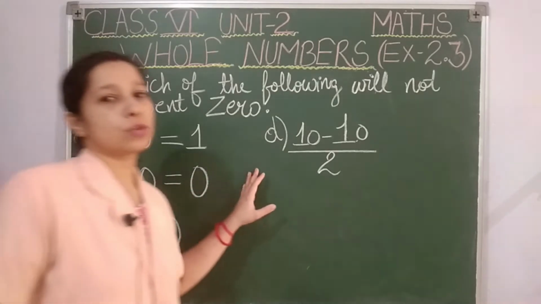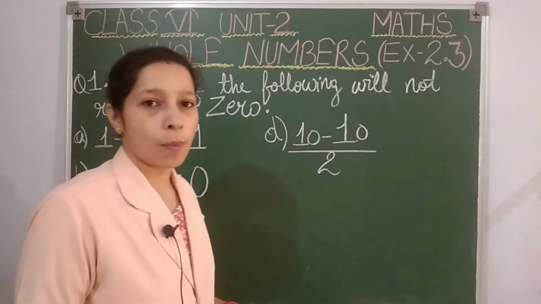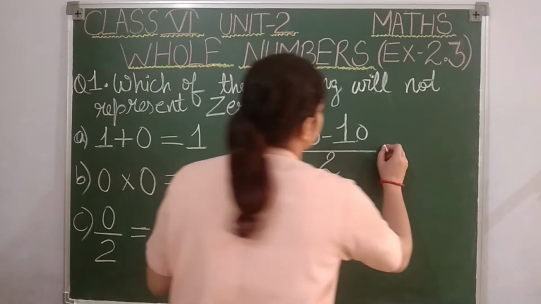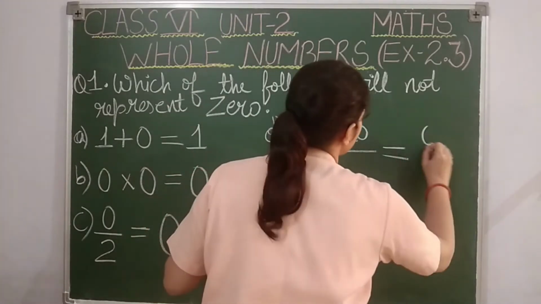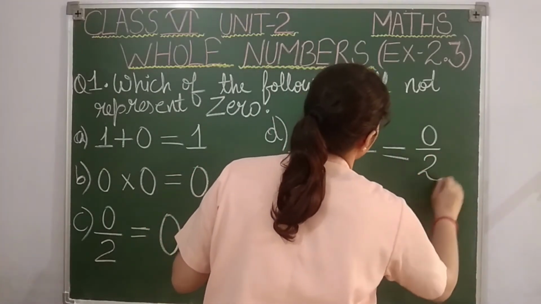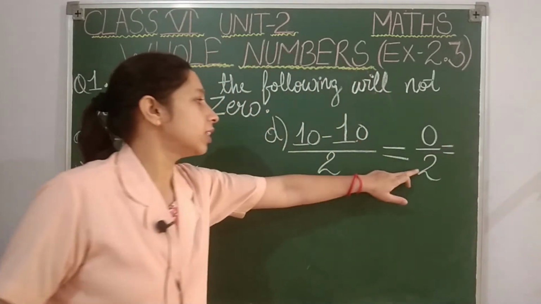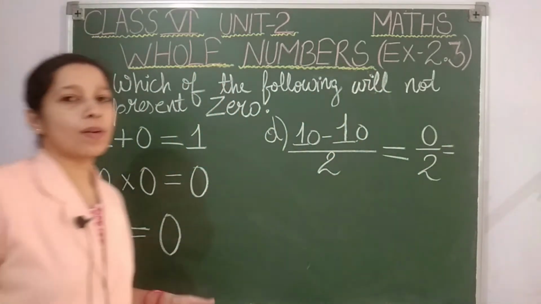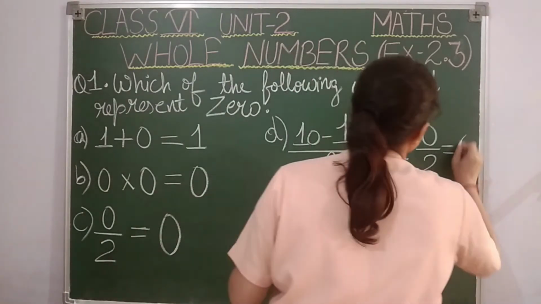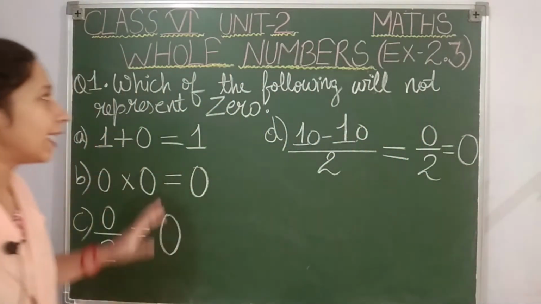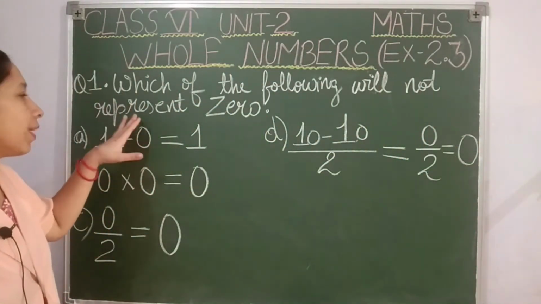Okay, point number D students, 10 minus 10 upon 2. So first let us solve this. 10 minus 10 will give you 0, then 0 upon 2. Now again same condition like point C, 0 divided by 2, how much students? 0 only.